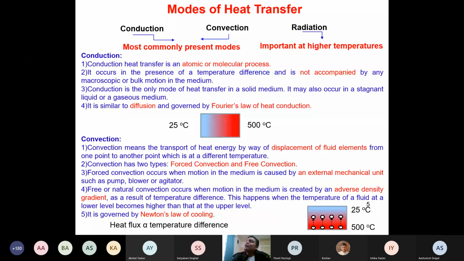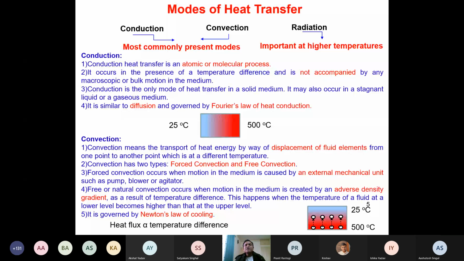Again, what are the different modes of heat transfer? You have all gone through this earlier when you studied for JEE, but still I'm going through the details for the sake of continuity. So, modes of heat transfer. There are three modes of heat transfer: conduction, convection, and radiation. Out of these three modes, the most commonly present are conduction and convection, whereas when the temperature is very high, the prominent mode is radiation.